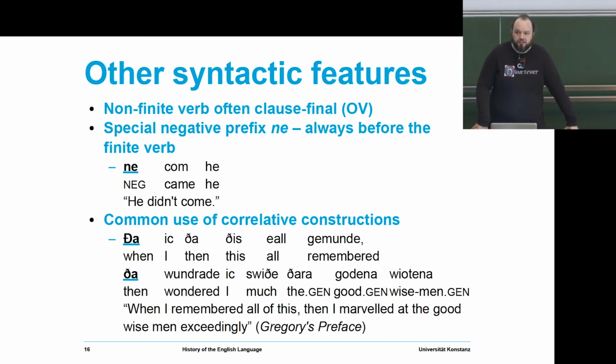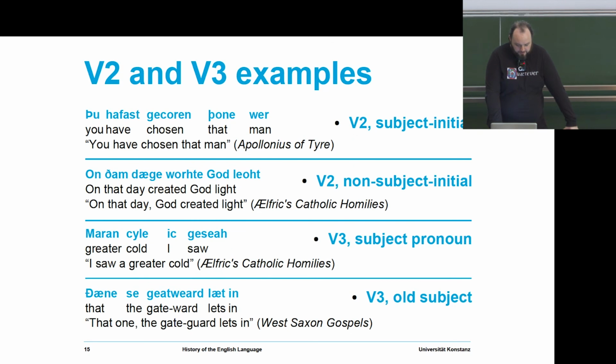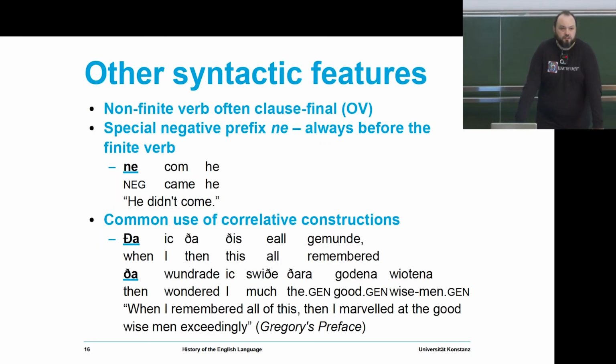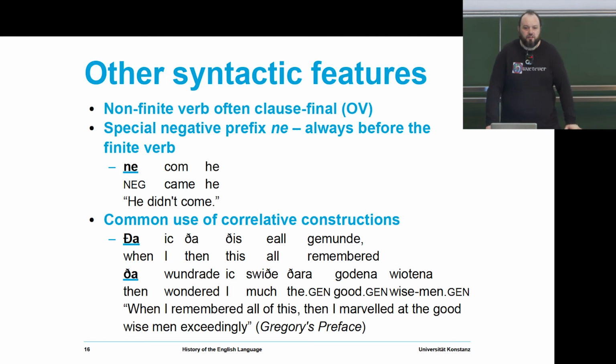Another special feature of Old English is that the non-finite verb is often clause final. It often comes at the end of the clause, and I don't have an example of that here, so if you have a finite verb and a non-finite verb, then the non-finite verb often comes right at the end. This again is something that's familiar from German, but with the usual caveat, Old English is a bit more flexible. Old English doesn't have to do this, but it can.